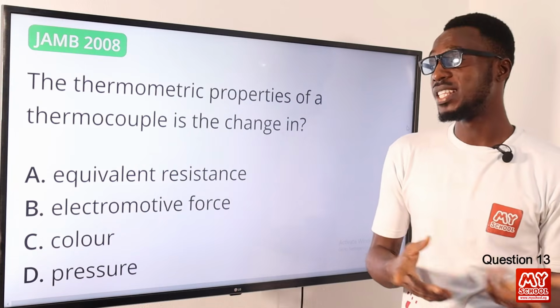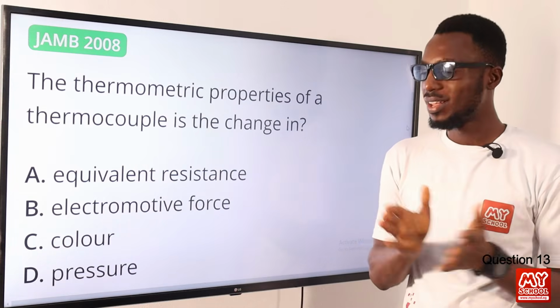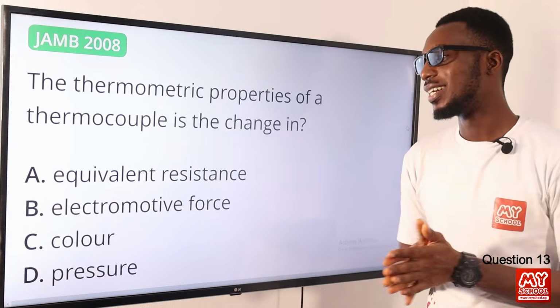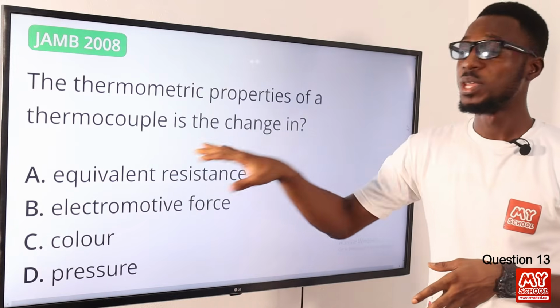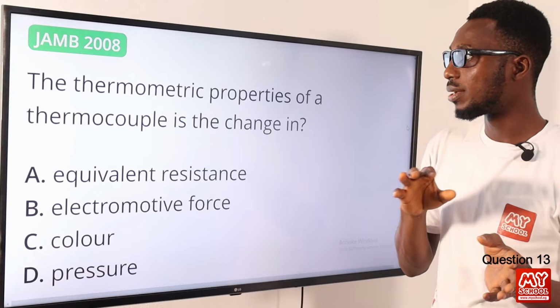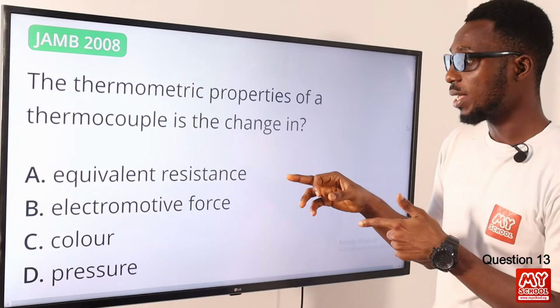Some presentations will call it electric potential difference. So EMF, potential difference, and the flow of current are things that should occur in this kind of setup. So the correct option here for the thermometric property of a thermocouple is option B, electromotive force.